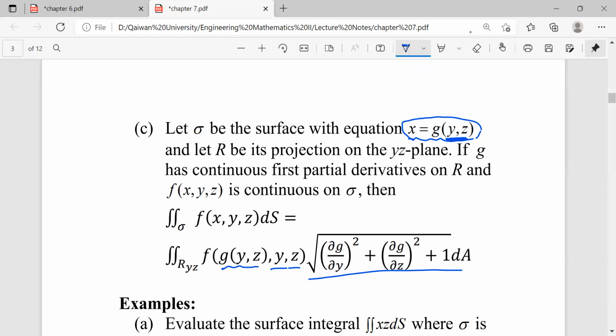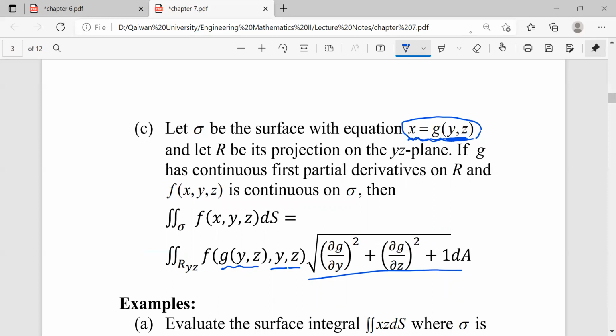over the projection of the surface. If the projection is on the xy plane, we must have only x and y in the integration. If the projection is on the xz plane, we must have only x and z. And if the projection is on the yz plane, we must have only y and z in the integration.